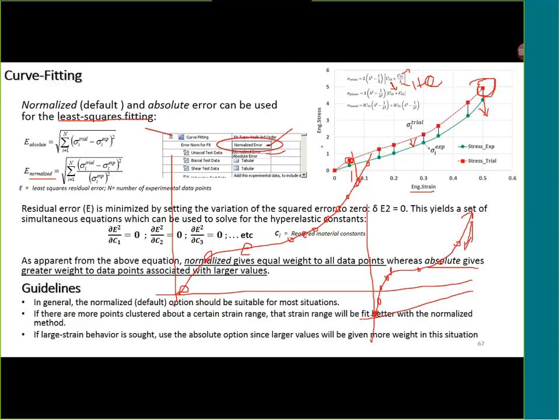So depending on how the experimental data is collected, you have to make a choice whether you want to use the absolute or normalized. If you have equally spaced data, then the default normalized error minimization will work well. But if you have data like this, with only a small number of data at the higher strain range, but your interest is also to capture the results correctly at the higher strain range, then it is recommended to switch from normalized to absolute minimization procedure.